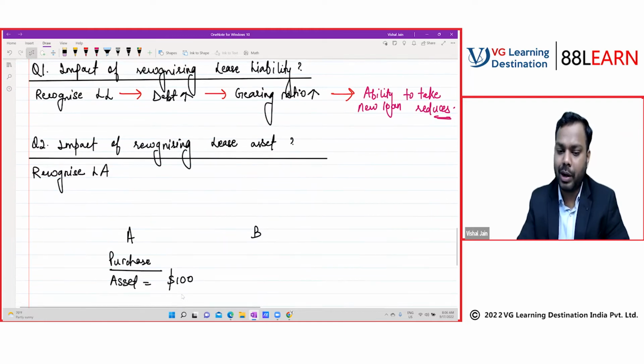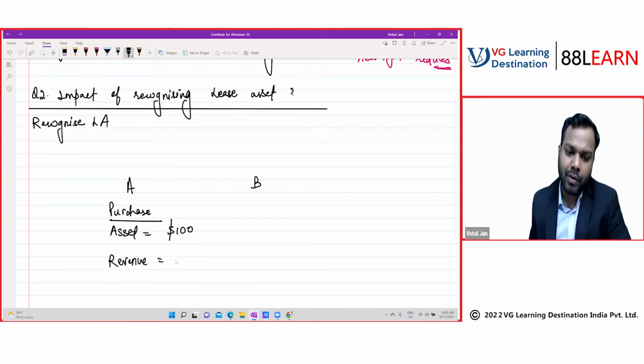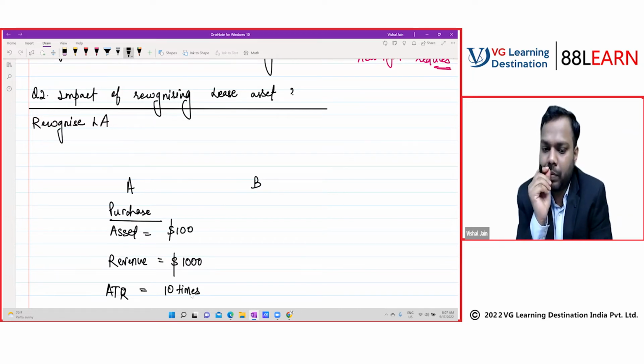And using this asset of $100, A generates a revenue of $1,000. Now tell me, what is the asset turnover ratio? 10 times? Tell me yes or no?